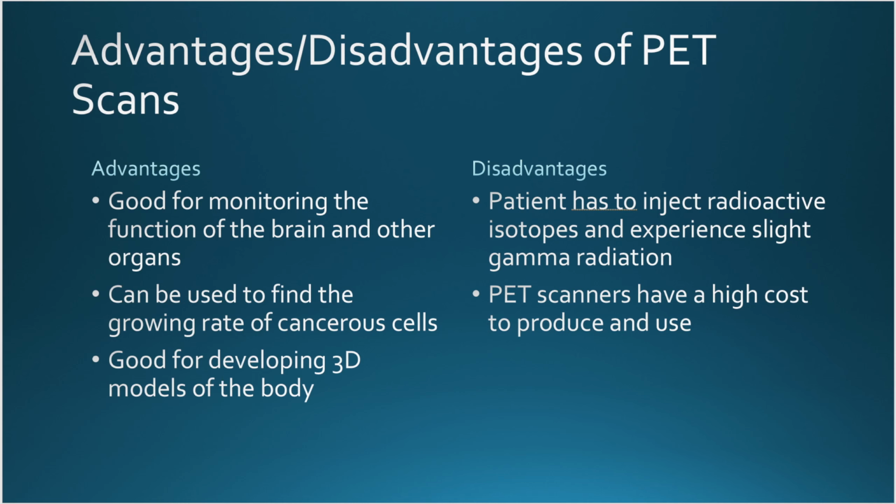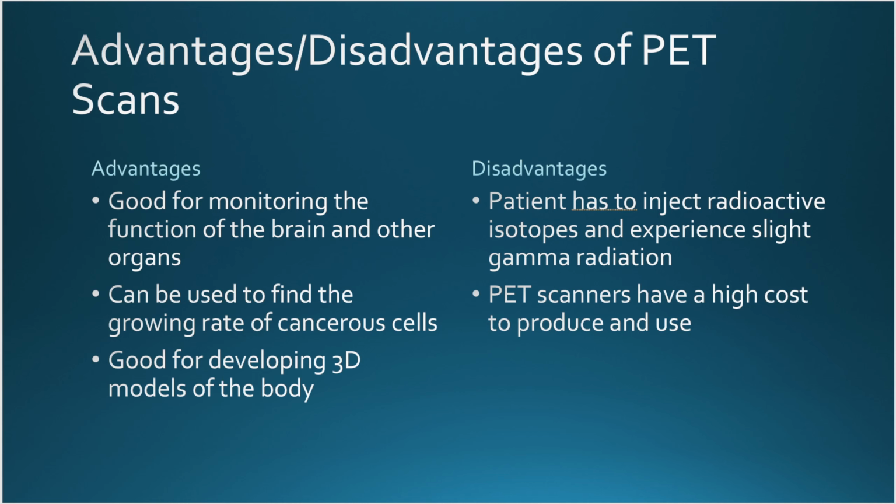Some of the disadvantages to PET scans are that the patients have to be injected with radioactive isotopes and experience a slight gamma irradiation. It is nothing strong enough to hurt them, but it limits the amount that you can get per year. We also have discussed that PET scans have a high cost to produce, which also results in them having a really high cost to use.